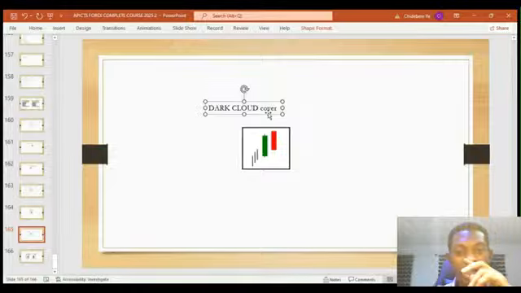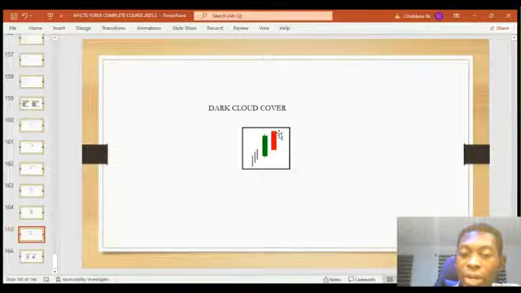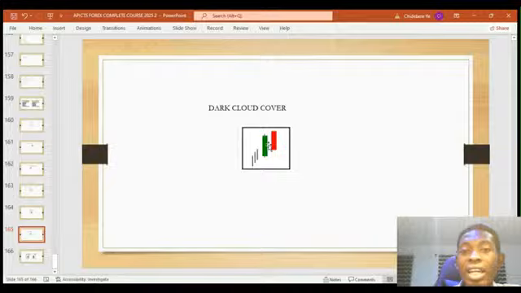Please don't forget this candle. This candle is also very important because if you see this kind of candle at a resistance or the supply zone, it's an indication that the price is about to sell. And since this is closing beyond 50% of the previous green candle, it's stronger. The stronger momentum, the stronger force is showing you that price is about to go to the downside.